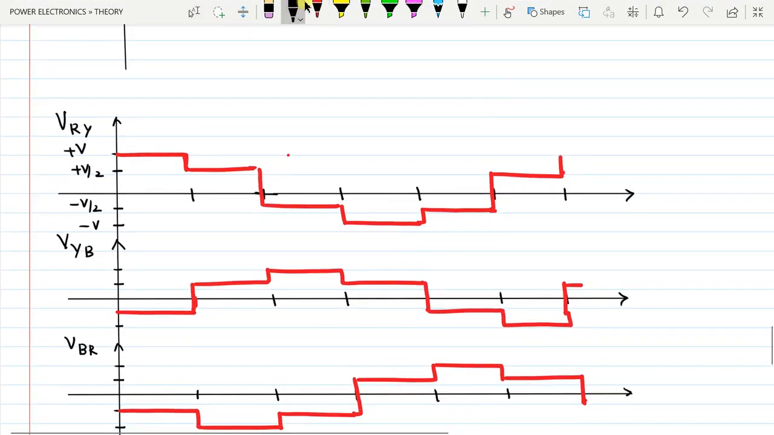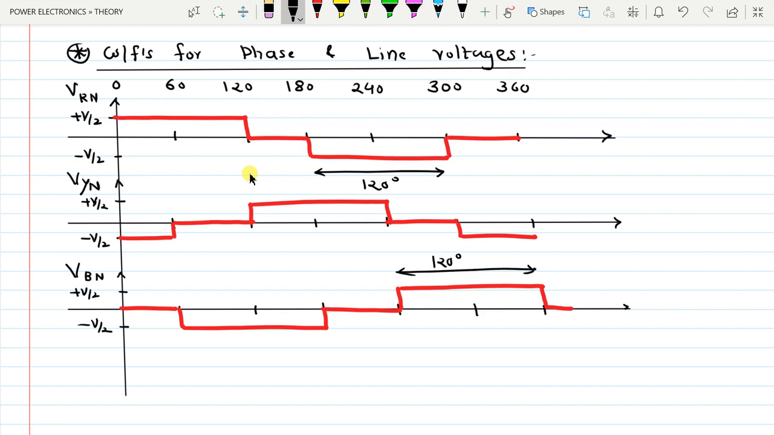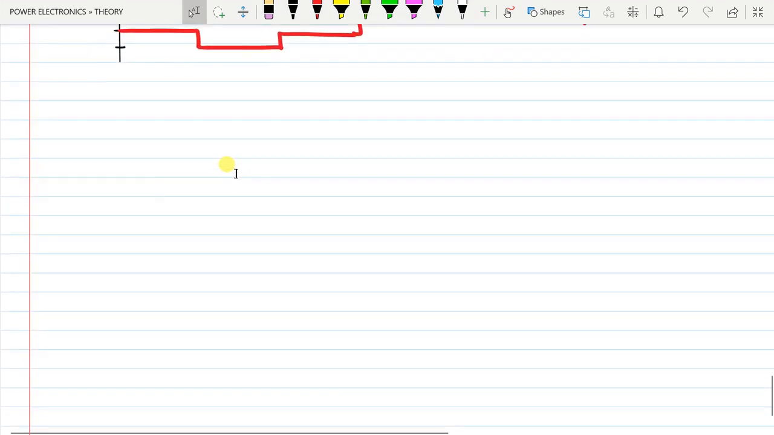So we can see here that just like the phase voltages were a 6-step waveform in case of 120 degrees mode, the line voltages are having a 6-step nature. Step number 1, 2, 3, 4, 5 and 6. Here we can see that the width of the pulse is 120 degrees. So we can conclude that the phase voltages are quasi-square wave, and the line voltage is a 6-step waveform.